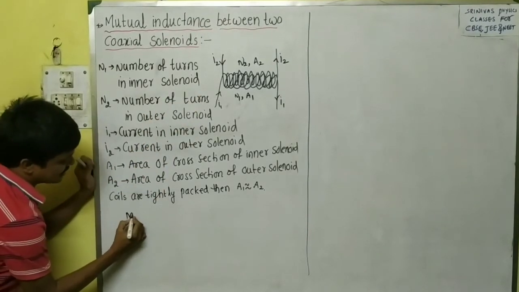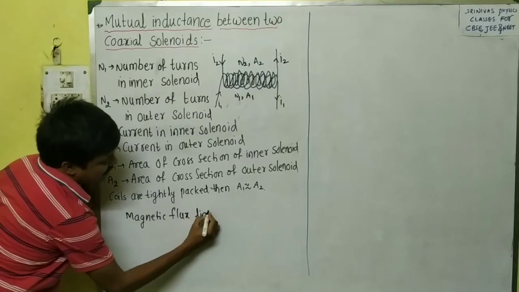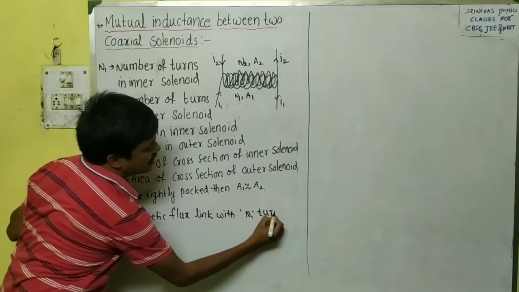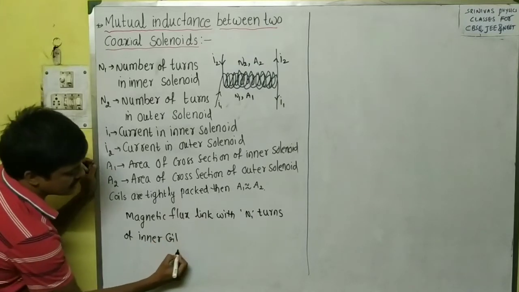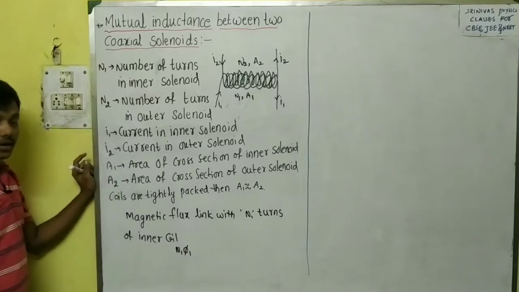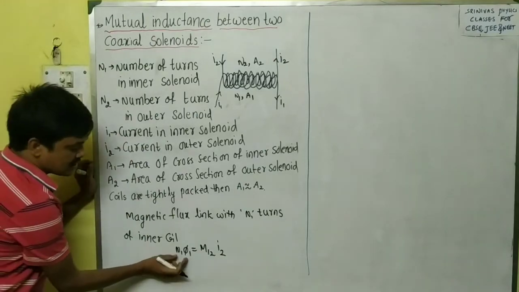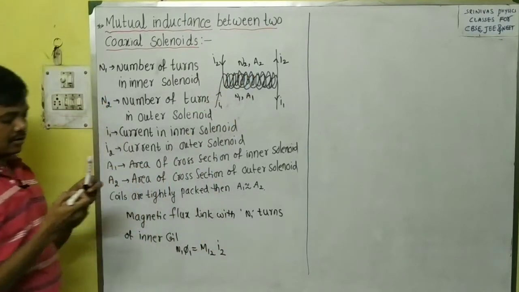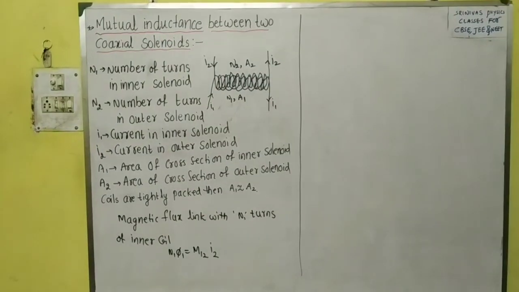The magnetic flux linked with the N1 turns of the inner coil. That formula is N1 phi1. N1 phi1 is equal to M12 into I2. Actually, what happens? The flux linked with the inner coil depends upon the current in the outer coil. The flux linked with the first coil depends upon the current in the second coil.